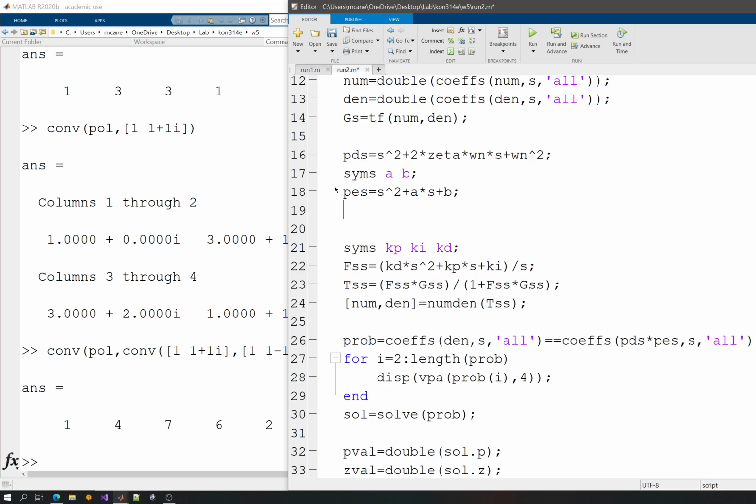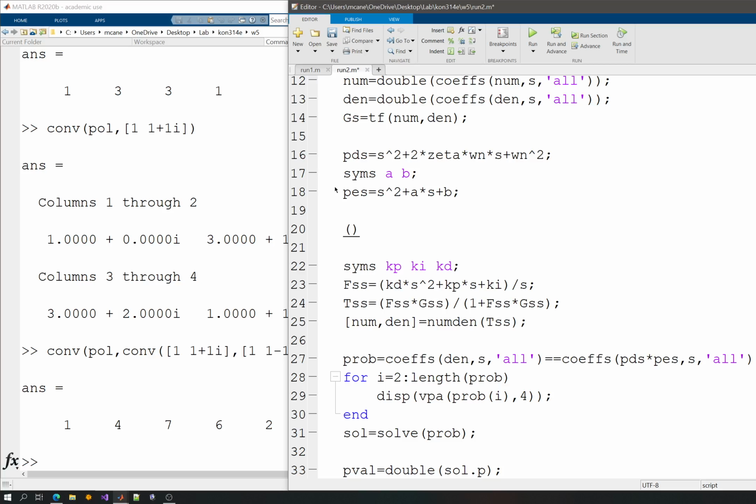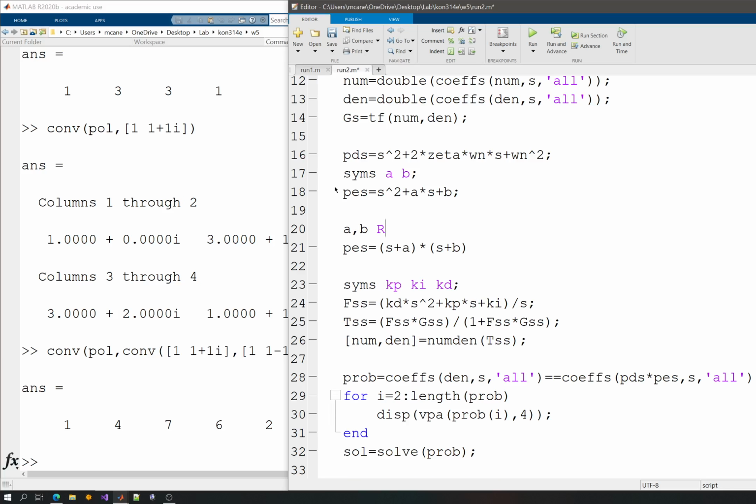If you define it using, let's say, PDS, S plus A times S plus B, and if you restrict A and B to be real, then you are looking just at a subset of solutions. So it's not a good idea to use A and B so that they are roots.